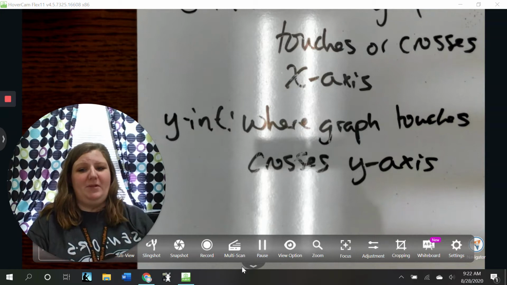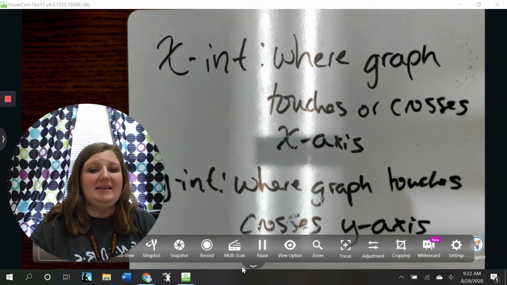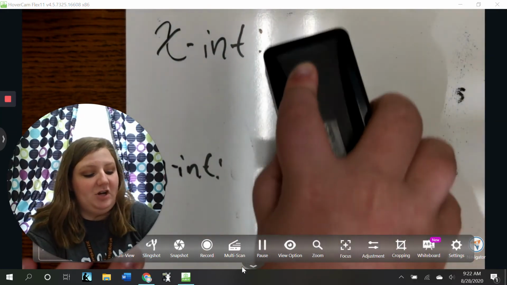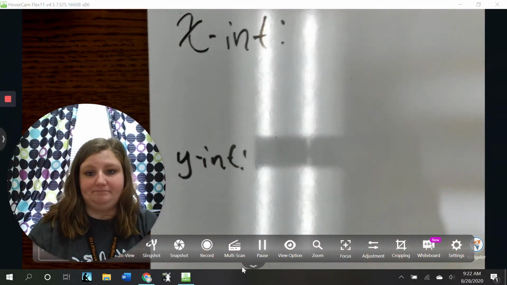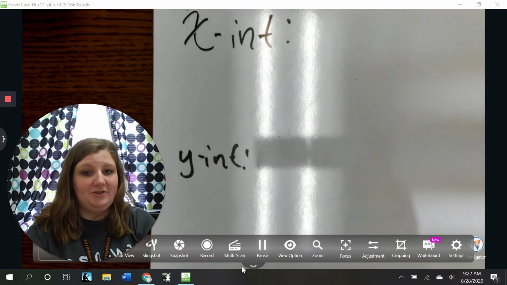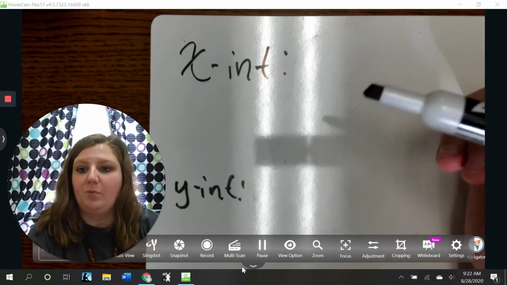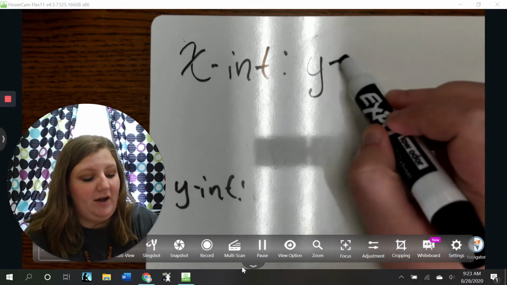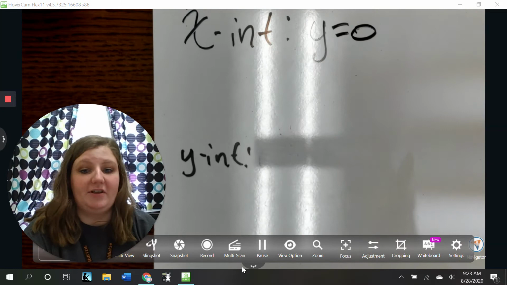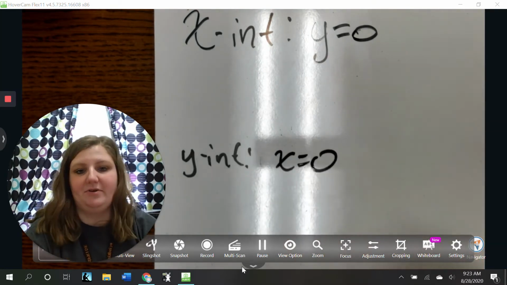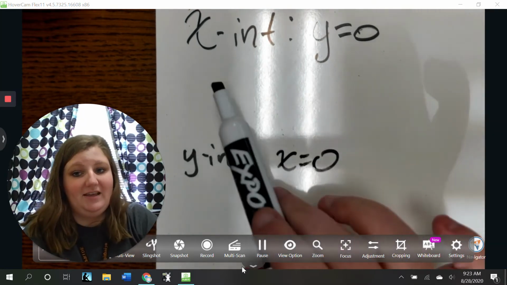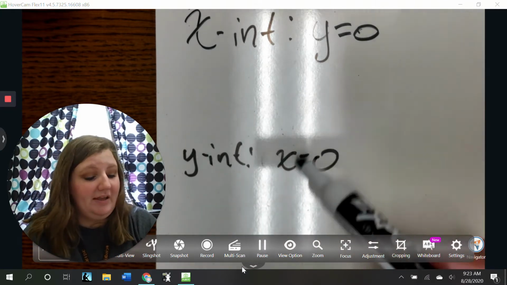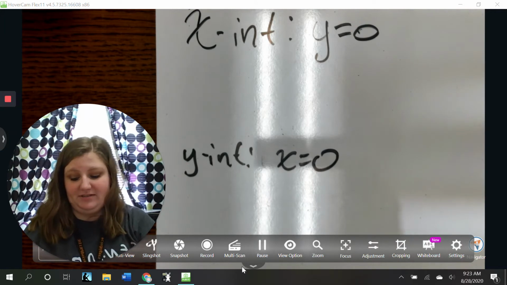The other part that people have a hard time with x and y intercepts is finding them algebraically. So let's get rid of our definitions for a second and talk about how to find them algebraically. So to find an x-intercept algebraically, which means we're going to be solving a problem, to find the x-intercept, you make y equal 0. To find the y-intercept, you make x equal 0. So notice it's the opposite. For x, y is 0. For y, x is 0. And so that's how we find them algebraically. So let's look at an example of that.